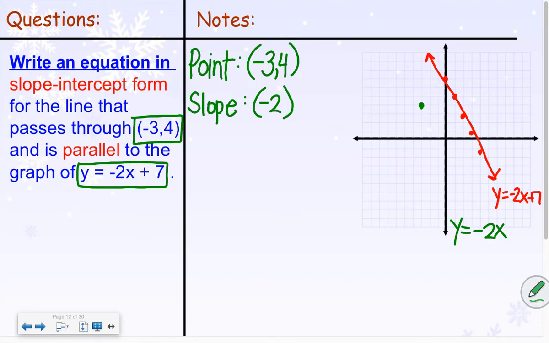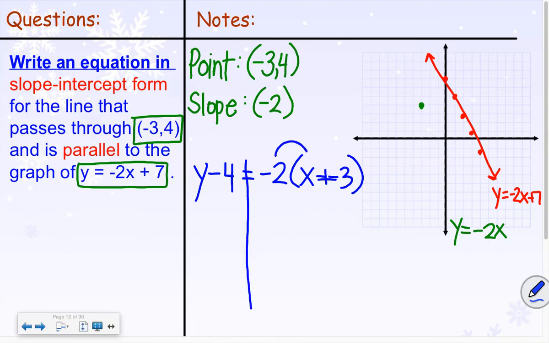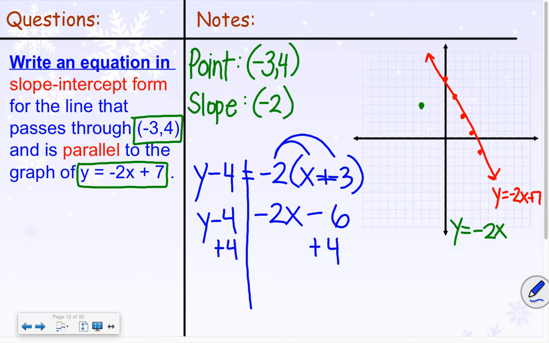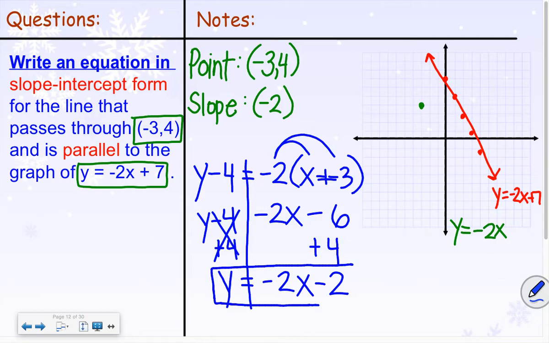Since I have a point and a slope, let's put it in point-slope form. So y minus 4 equals negative 2 times x minus a negative 3, so I'll turn that into a plus. Then I want my answer in slope-intercept form, so I have to distribute. I ended up with the slope-intercept equation of y equals negative 2x minus 2.